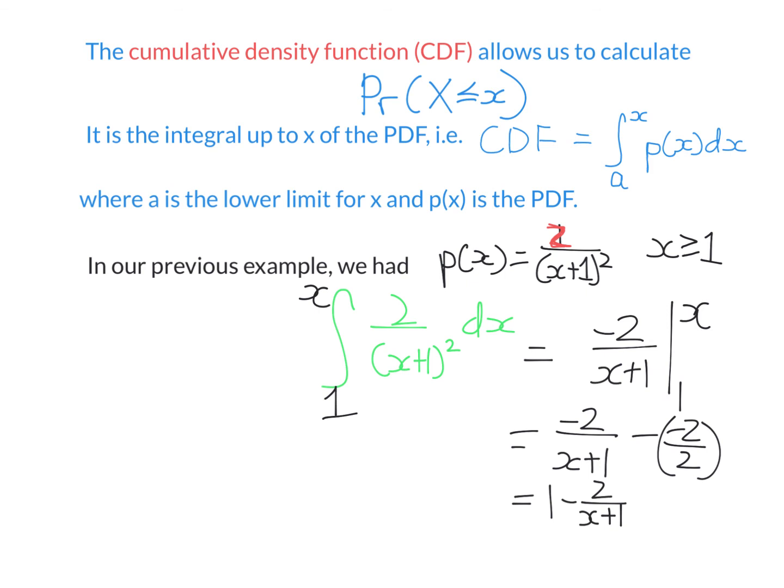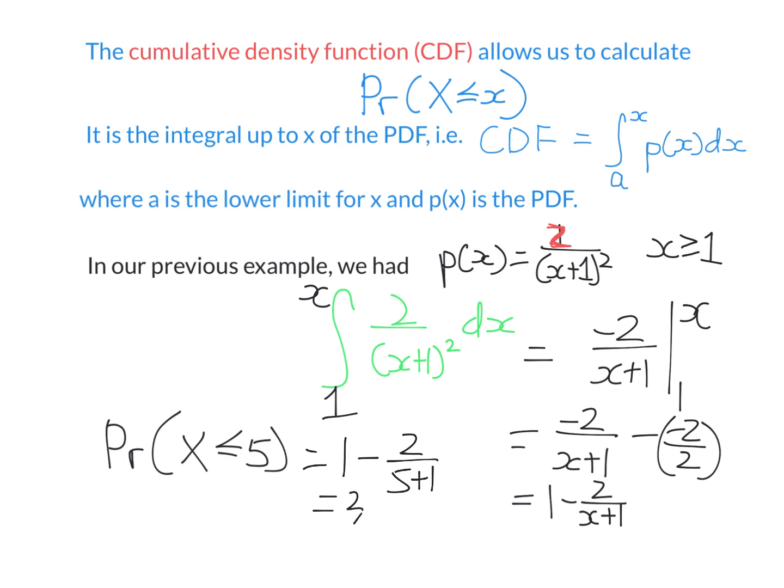So what have I actually found? I found a function that will help us calculate the probability that x is up to and including a certain value. For example, if I want to find the probability that x is up to and including 5, remember x has to be more than 1, I can simply substitute 5 into this formula here. It will simply be 1 minus 2 over 5 plus 1, which actually gives me 2/3. So CDFs can be very helpful and make calculations simpler.